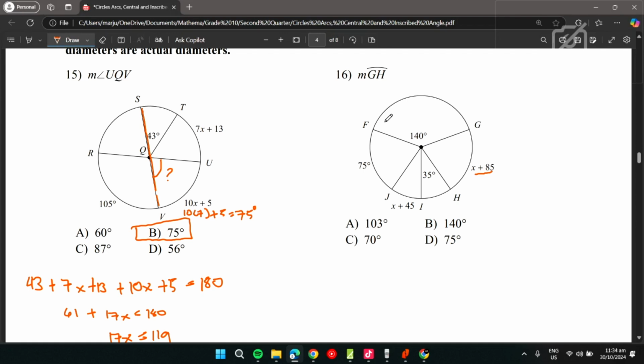To those who answered D or 75 degrees, anong concept yung ginamit natin? Para alam na rin ng iba. Minus 10 value ni x. Then, yeah, but how did we get minus 10? How did we get negative 10 as the value of x? Paano? Anong concept yung ginamit natin?